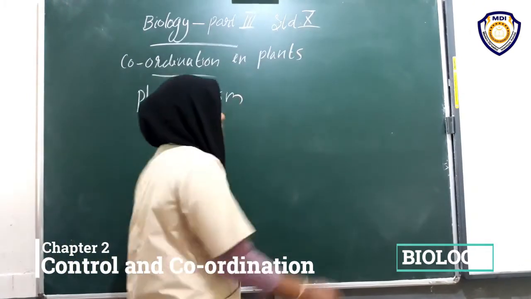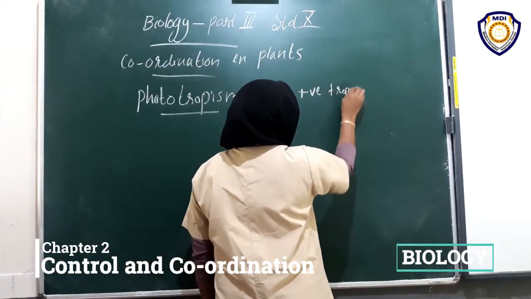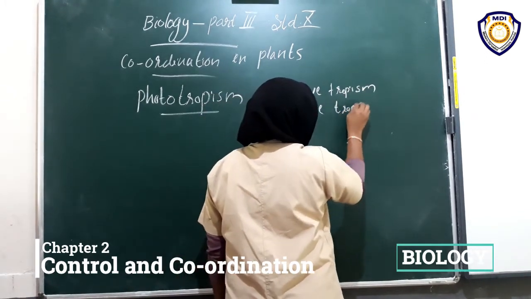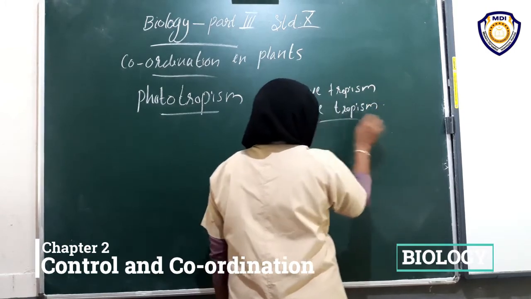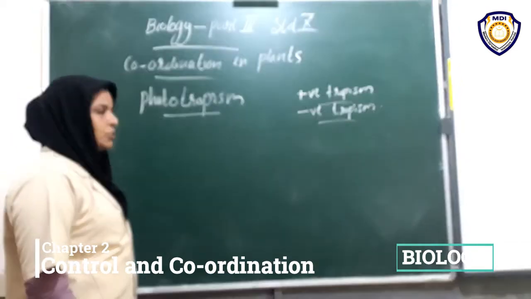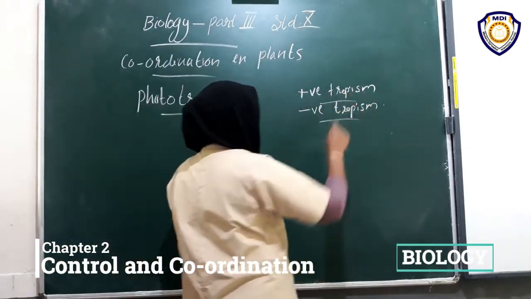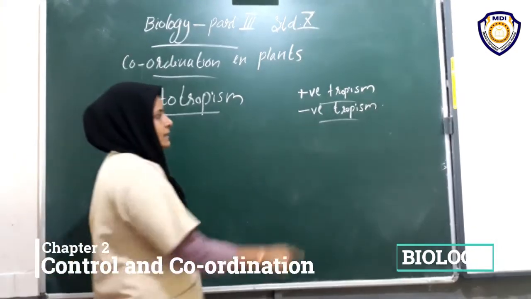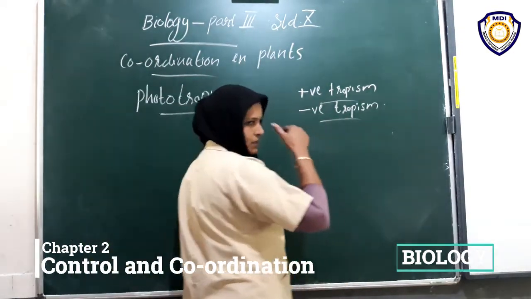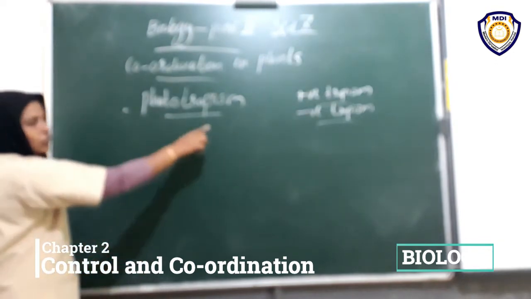Are you clear? Positive tropism, negative tropism. What is positive tropism? The movements of the plant body parts towards the stimuli is called positive tropism or tropic movements. Then if it is away from the stimuli, it is called negative tropism. Are you clear? Okay. Then we want to discuss phototropism.